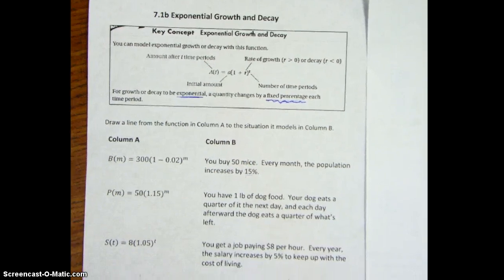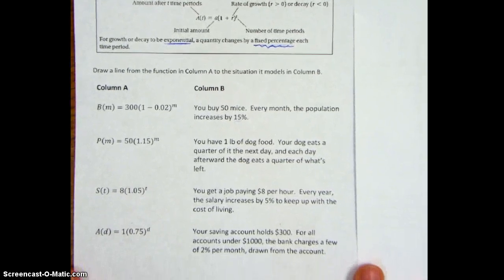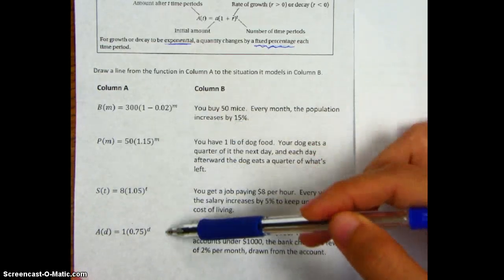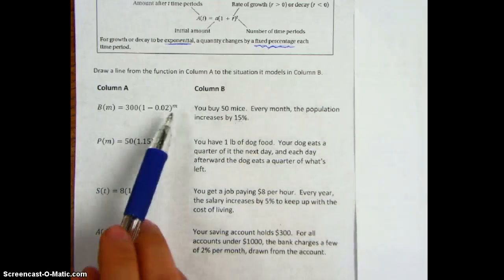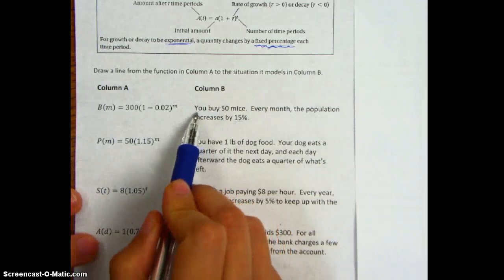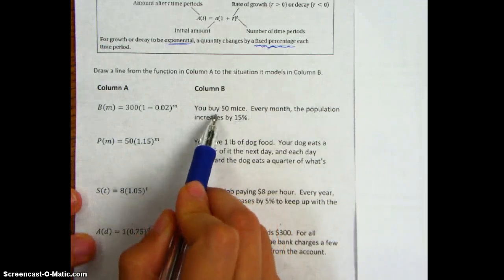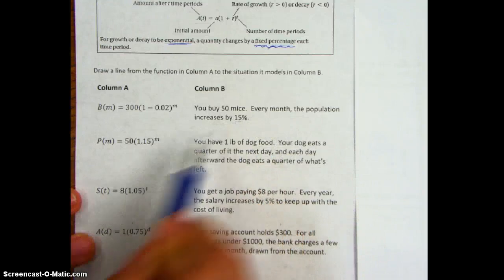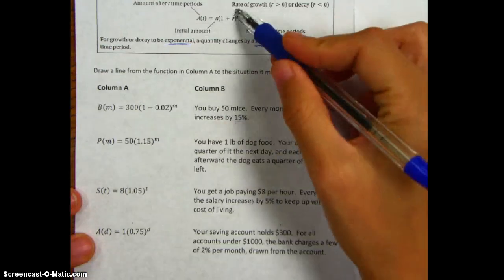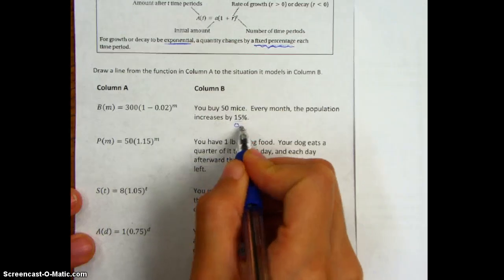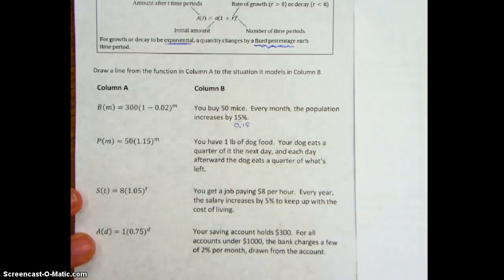So let's look into some examples. We have 4 situations here and 4 different exponential functions, and we're just going to match each situation with the correct exponential function. The first example: say you buy 50 mice. Every month the population increases by 15%. So the r, the rate of growth, would be 15%, which is 0.15. That would be our r.